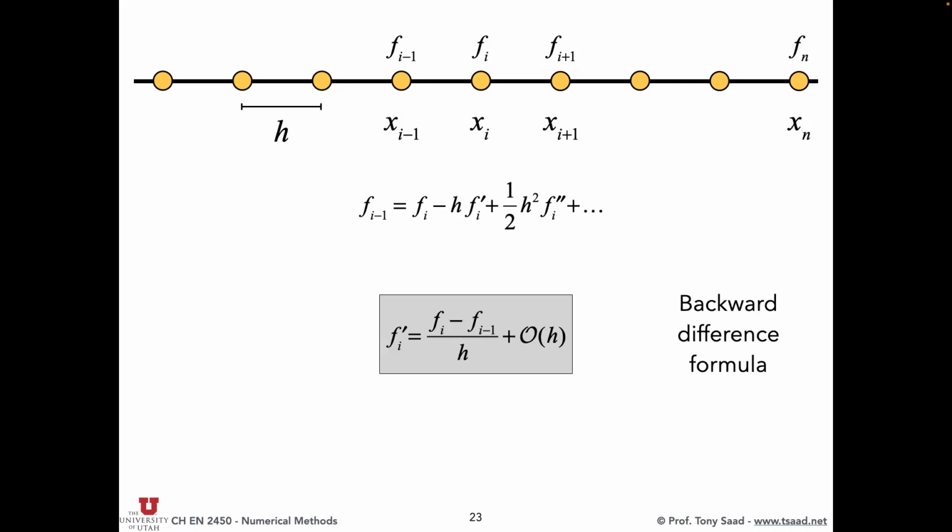You get a new formula for the derivative based on fi and f(i-1) rather than fi and f(i+1). This new formula, which we call the backward difference formula because you're using the point behind you, says your derivative at point i is fi minus f(i-1) over h. It commits the same error as the previous method. So based on order h, this is a first order method. That's what we say.